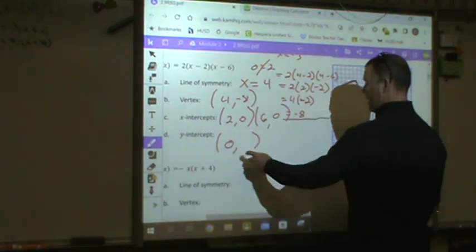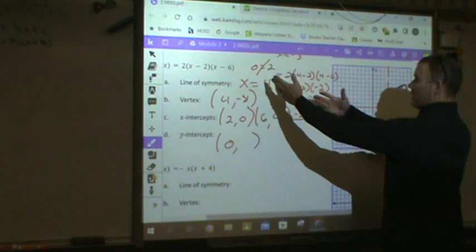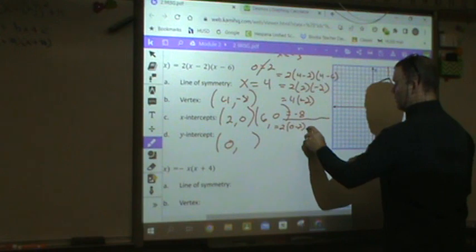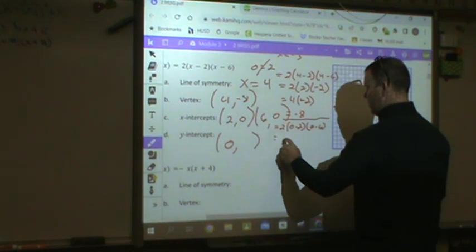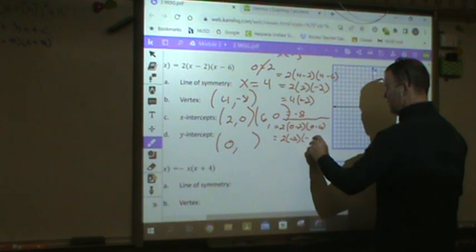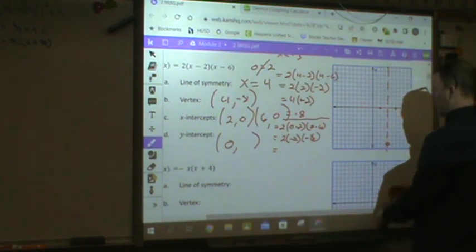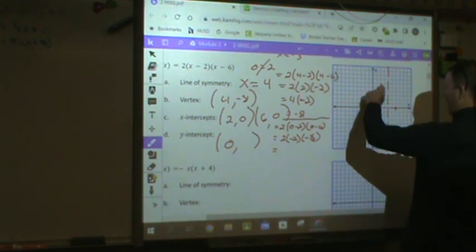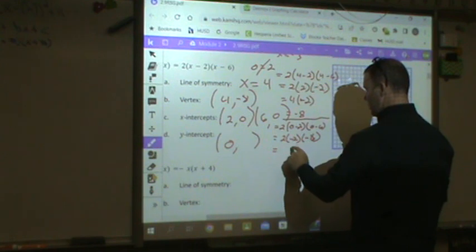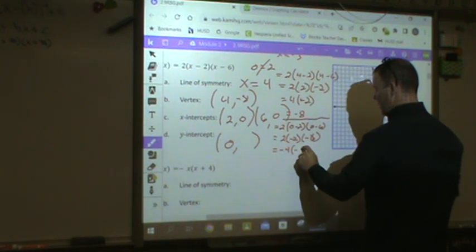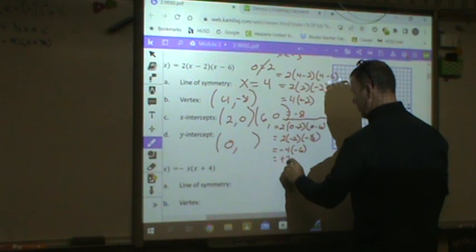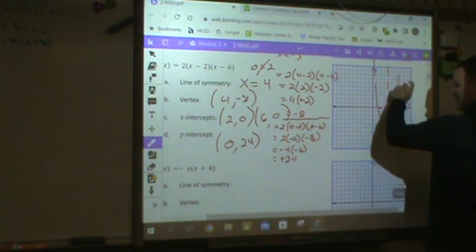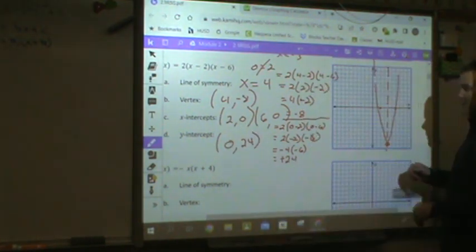Now, how do I find my y-intercept? You do the same thing except you input 0, right? So 2 times 0 minus 2 times 0 minus 6. And what do you get? You get 2 times -2 times -6. And remember, my graph is opening up, so my y-intercept is probably going to be a pretty high number. It's going to go up quite a ways. So 2 times -2 is -4, and then you get -4 times -6, which is positive 24. Is that sensible? Yeah, because my y-intercept is going to be way up here. So that's how I can find that information without technology.